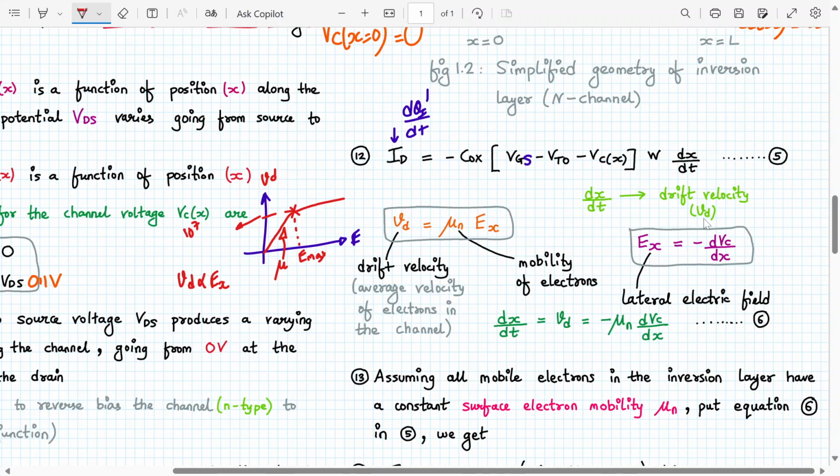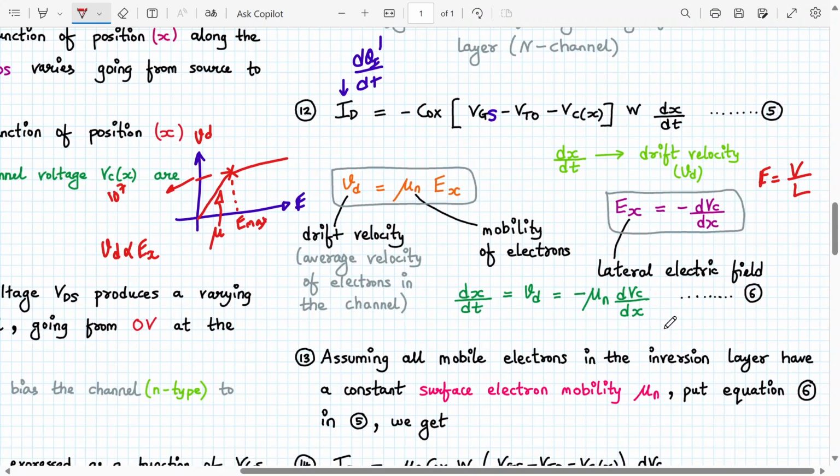Now how is Ex defined? I told you, E is voltage upon length. In this case we have written Ex is minus dV by dx, so minus dVc by dx, the lateral electric field. So what is dx by dt? It is the drift velocity, which is nothing but minus mu n dVc by dx. Are you following? Equations 5 and 6: did you understand why dx by dt is minus mu n dVc by dx? Yes, sir. Because this is the electric field, and the electric field is the differentiation of voltage with respect to position. So dx by dt is minus mu n dVc upon dx.